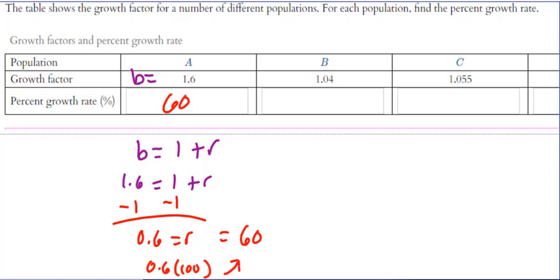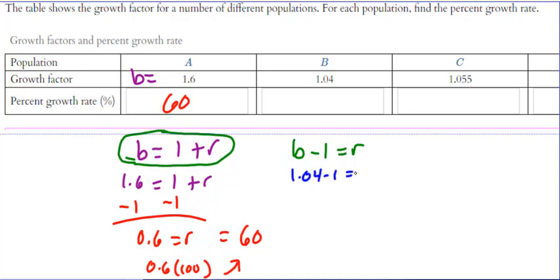All right, so let's do this a little bit quicker. B minus 1 equals R. If I take the 1 over to the other side and solve this equation in terms of R, then it's B minus 1, right? So that's good. I can speed things up. So 0.04 equals R. Multiply that times 100, or just move it 2 places, and that would just be 4%.